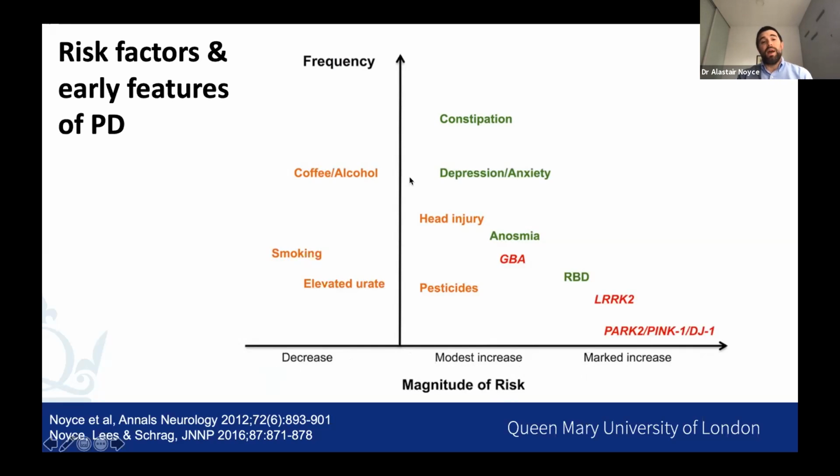And we group these using colors into things that are environmental risk factors. So some things in the environment, or environmental exposures, that are associated with the reduced risk of Parkinson's, some things here in orange that are associated with an increased risk. And then the things in green, I would label these as early features of Parkinson's as opposed to risk factors, things that occur prior to diagnosis of Parkinson's, like constipation, anxiety and depression, smell loss or anosmia, and a certain type of sleep disorder called RBD. And then in red, we've got some of the more important genetic risk factors for Parkinson's disease.